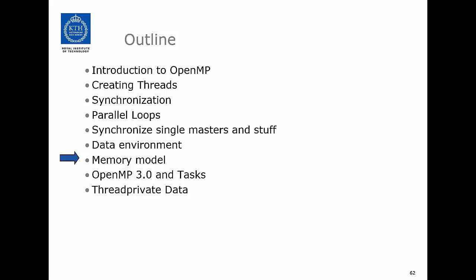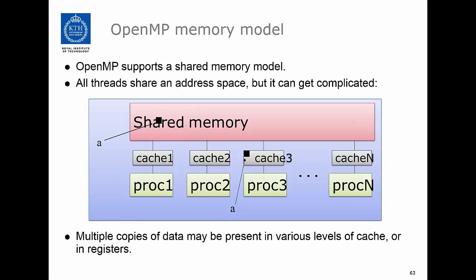The final item here to look at is the memory model. OpenMP assumes and supports a shared memory model. Variables are stored in shared memory. All threads share an address space, but it can get complicated, in particular because we have cache memories and also processors are pretty advanced and try to reorder things to make performance better. Multiple copies of a data item may be present in different levels of caches or in registers inside the processors themselves. So in this case we have a variable A in memory here, and this can be in the cache. It could also be in a register here, and so on.